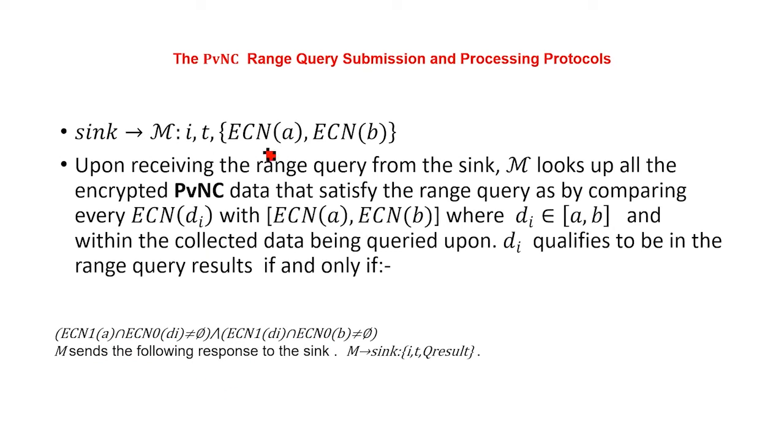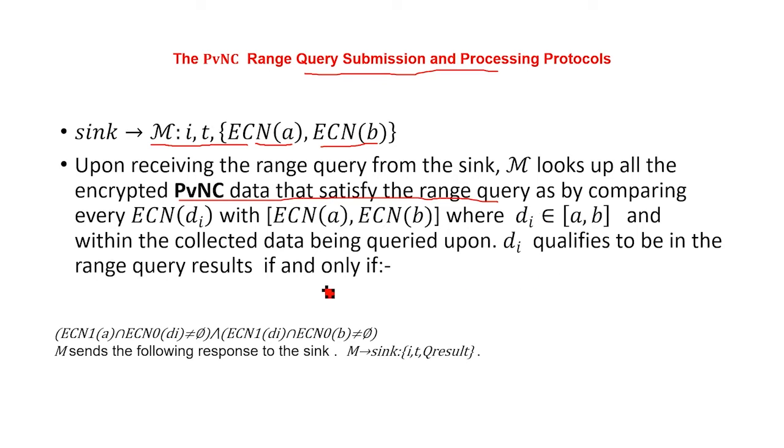So the range query submission. If you want to query, the sink will send to M this. It will get the encoded numbers of A and B and send them to the storage node. The storage node, upon receiving this, will have to look up the encrypted PVC data that satisfy the range query, and then return that data.